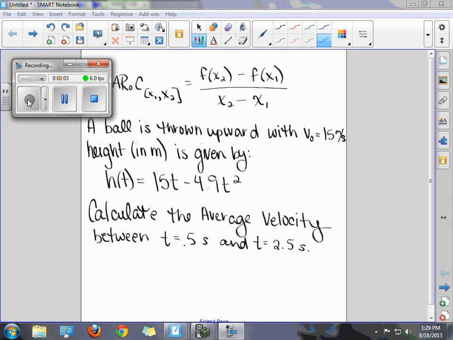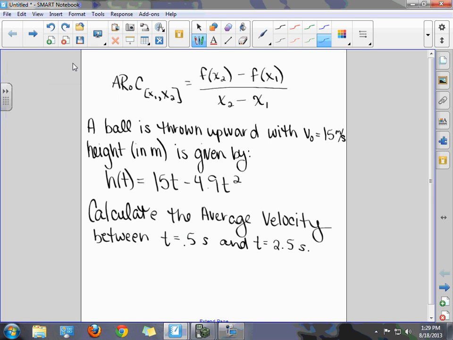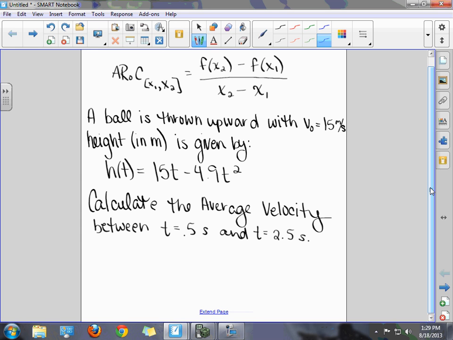Alright, so today we're going to work some problems involving average rate of change, instantaneous rate of change, and just some basic ideas of approximating limits numerically and graphically. So we're going to start with average rate of change. I have the formula here for you. It's just the slope of the line between the 2 points. So now let's look at this example.